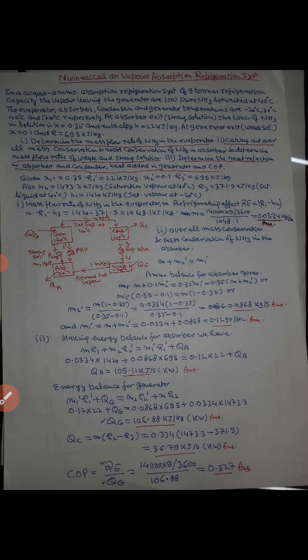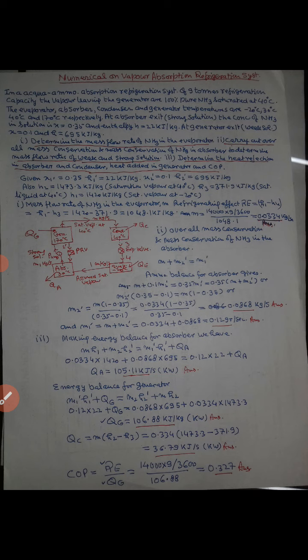In an aqua ammonia absorption refrigeration system, aqua ammonia means dilute ammonia, of 9 ton refrigeration capacity, the vapor leaving the generator is 100% pure ammonia saturated at 40 degrees centigrade. The evaporator, absorber, condenser and generator temperatures are -20, 30, 40 and 170 degrees centigrade, respectively.